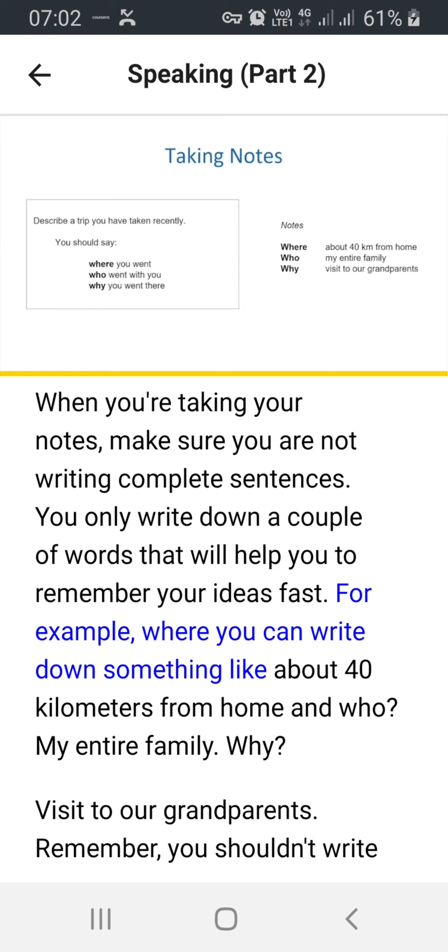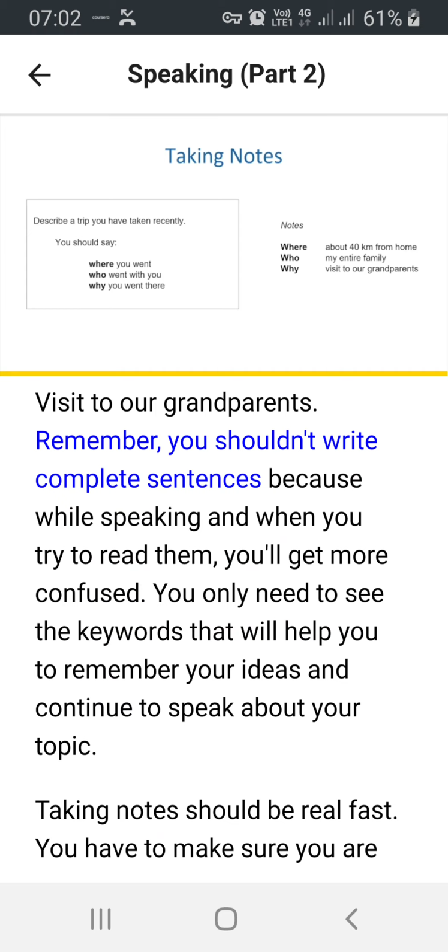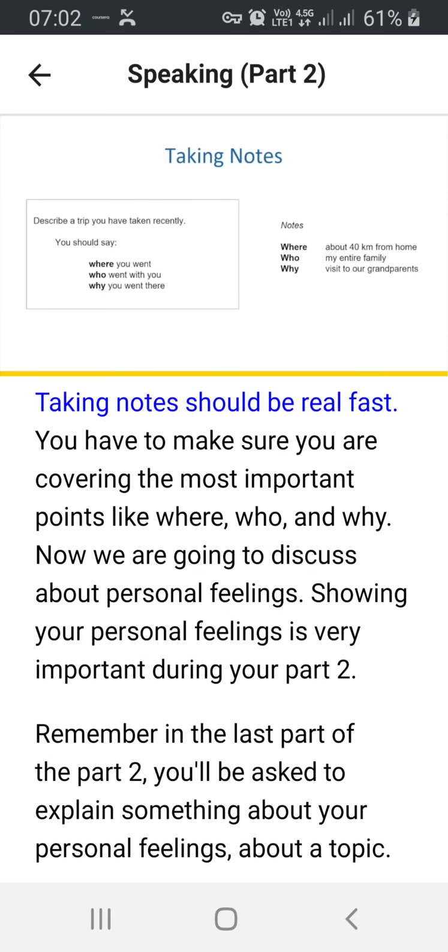So for example, where, you can write down something like about 40 kilometers from home, and who, my entire family, why, visit to our grandparents. So remember, you shouldn't write complete sentences because while speaking and when you try to read them, you'll get more confused. So you only need to see the keywords that will help you to remember your ideas and continue to speak about your topic. So taking notes should be real fast, and you have to make sure you are covering the most important points like where, who, and why.